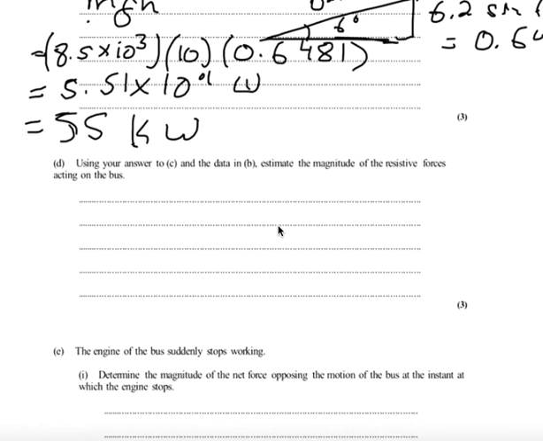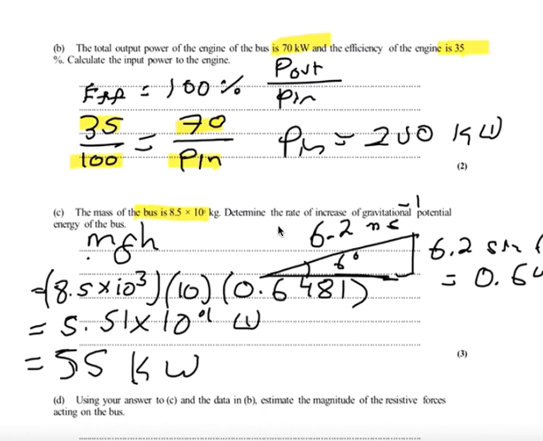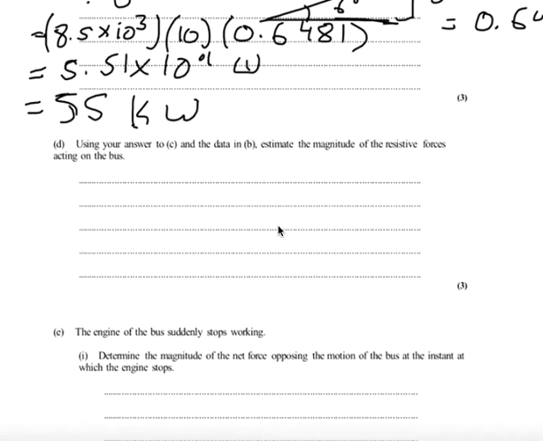Part D says to use your answer to Part C, 55 kilowatts, and the data in B to estimate the magnitude of the resistive forces acting on the bus. We know that 55 kilowatts go into the gravitational potential energy of the bus. We know that 70 kilowatts are available, that implies that the difference is going to fighting resistance. So the power lost to friction is that difference, 70 take 55, 15 kilowatts.